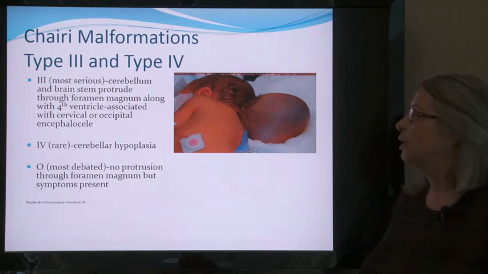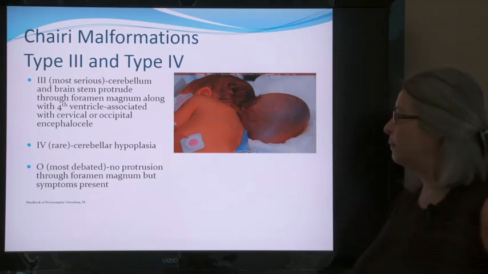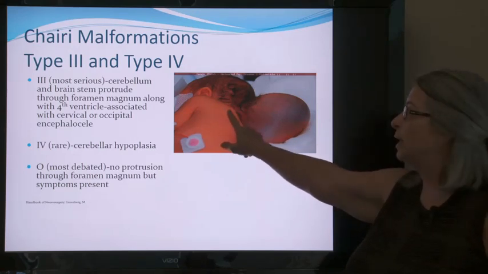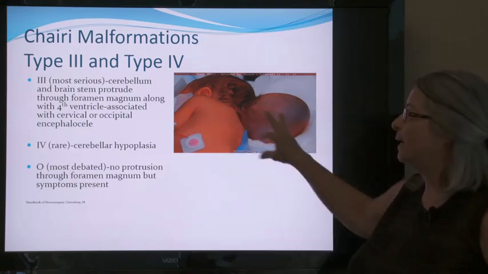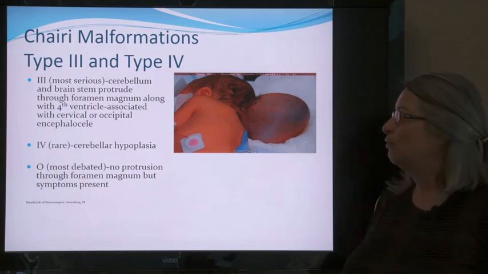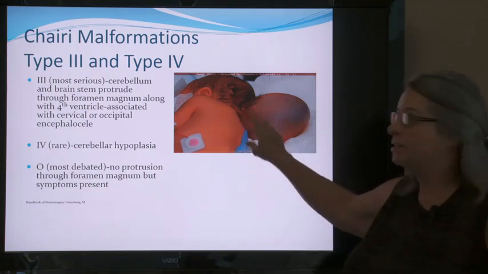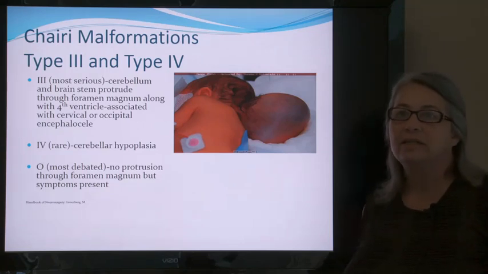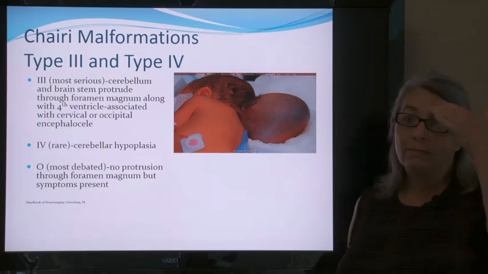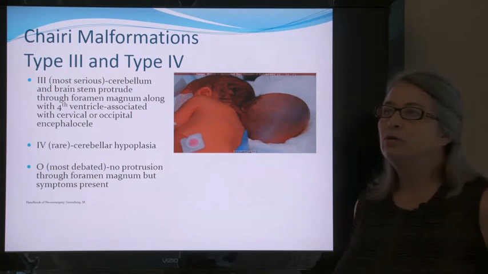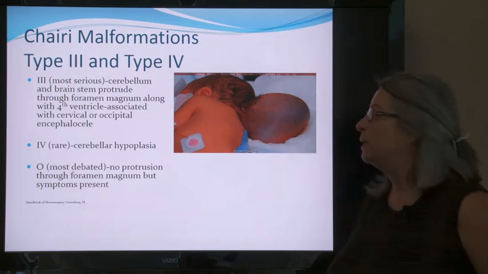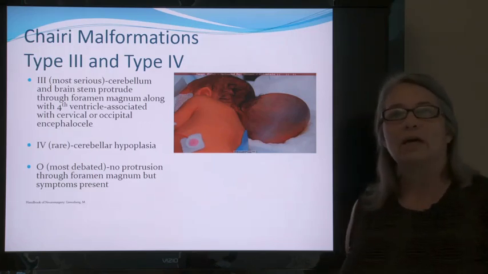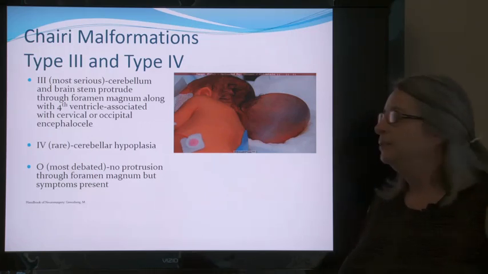Other types of Chiari malformations are type 3 and type 4. This is a picture of type 3 where the cerebellum and the brainstem protrude through the foramen magnum along with the fourth ventricle out at the cervical occipital region. This is rare, it's the most serious, and often is the most morbid. Type 4, very rare, but that's where we have cerebellar hypoplasia.